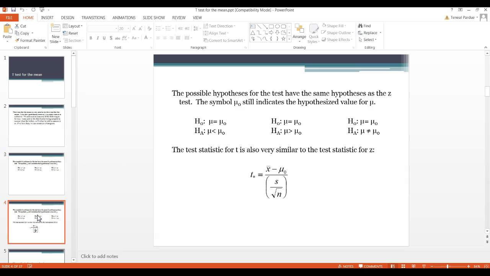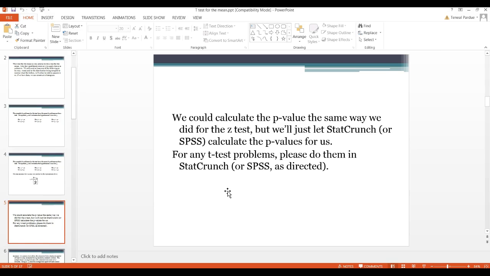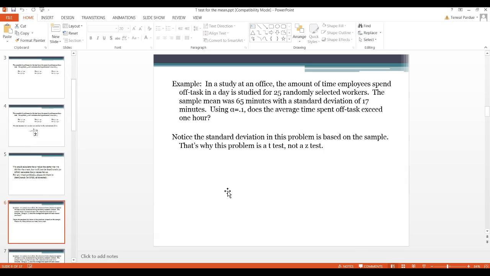So for the t-test, the test statistic is calculated almost exactly the same way we did with the z, and we'd get the p-value the same way, just with a t distribution as opposed to a z distribution. However, for us, we're just going to get the test statistic and p-value from StatCrunch or SPSS. So let's start with an example.